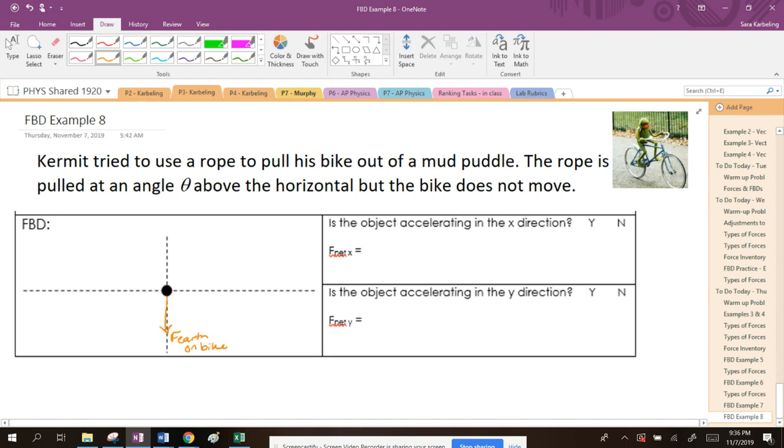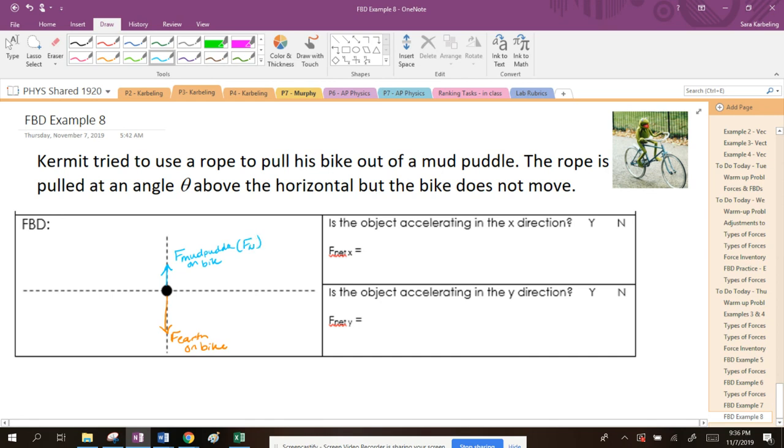And then we're going to think about what else is pulling or pushing. So it's sitting in this mud puddle. So the mud, I would imagine, kind of like the bottom of the mud puddle is pushing up on it as well. So it's got some sort of normal force or surface that's pushing up on it. We've got F of the mud, or we'll say the mud puddle, on the bike. That's going to be a normal force.